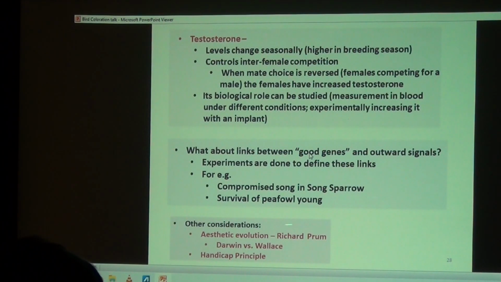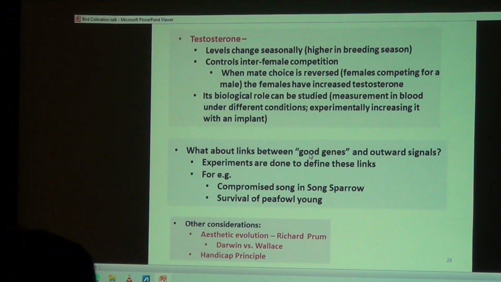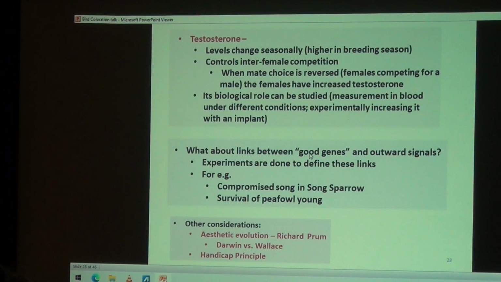Here's another example briefly. The young of peacocks of different degrees of ornamentation were studied. The survival of those young was studied, and it was found that the offspring of the peacocks that had the more elaborate plumage had longer survival. And it was also found that the ones that didn't survive actually died of infection.